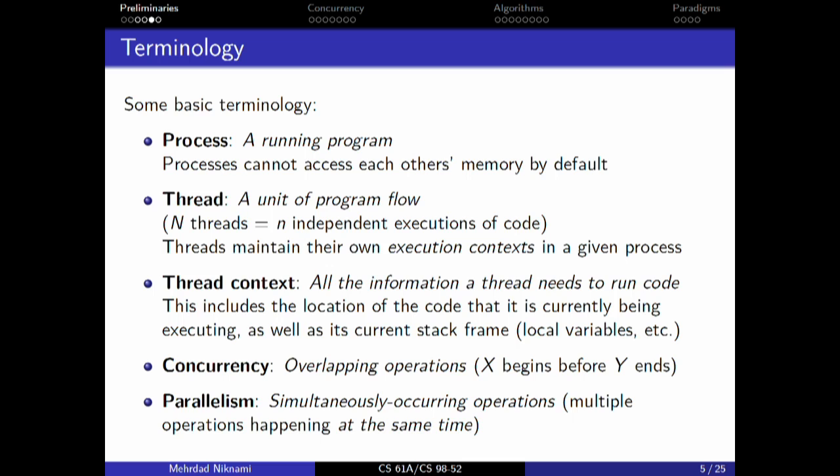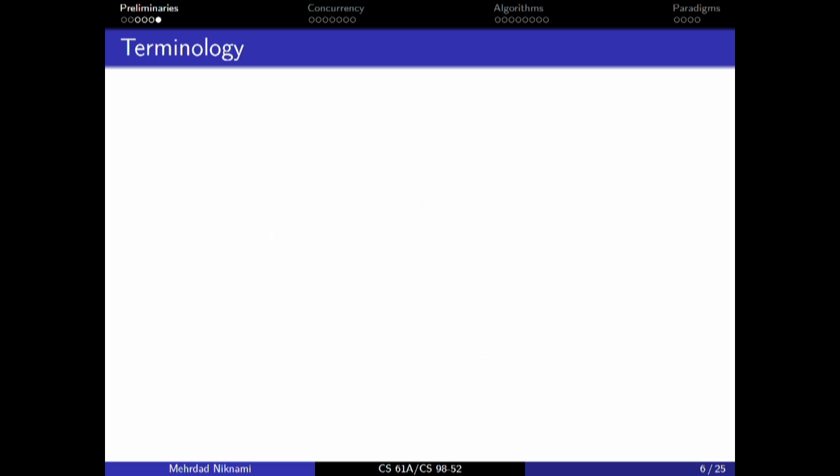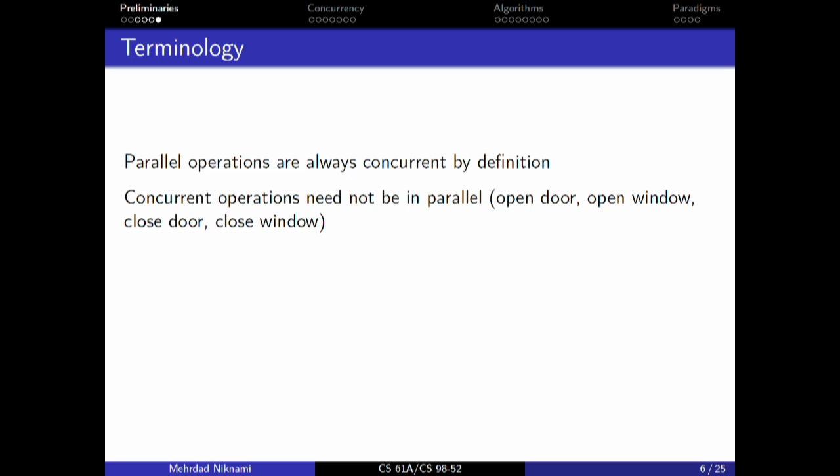Other questions? Okay. Sometimes they're used interchangeably. They don't mean exactly the same thing. So this means parallel operations are always concurrent because they happen at the same time, so one is happening before the other one ends. But it's not the other way around, right?